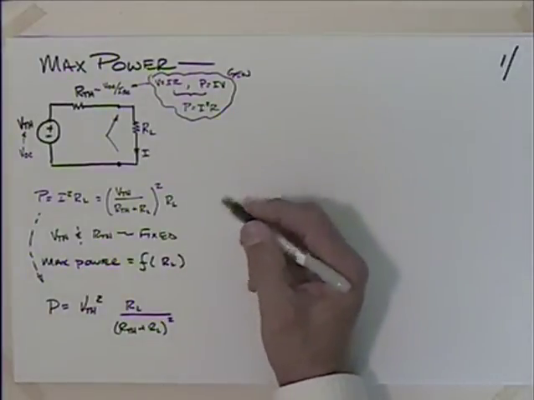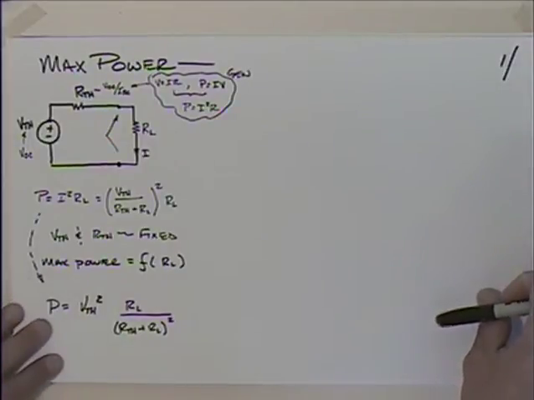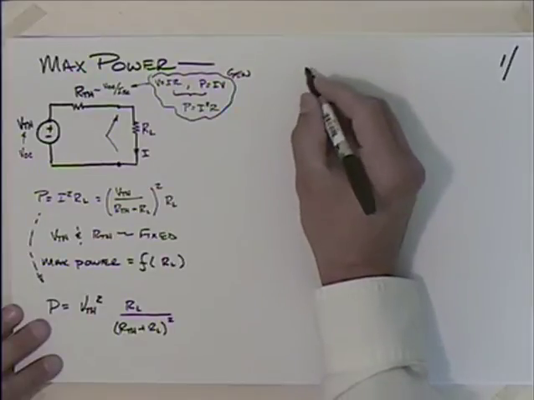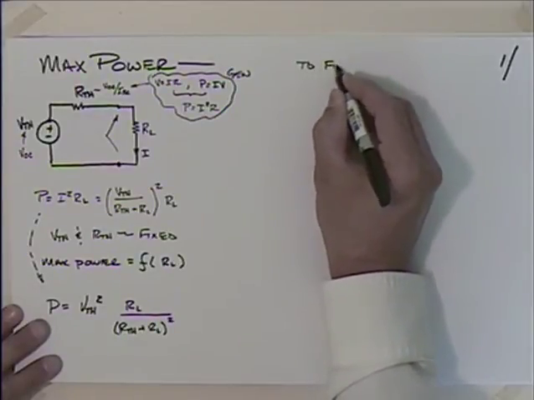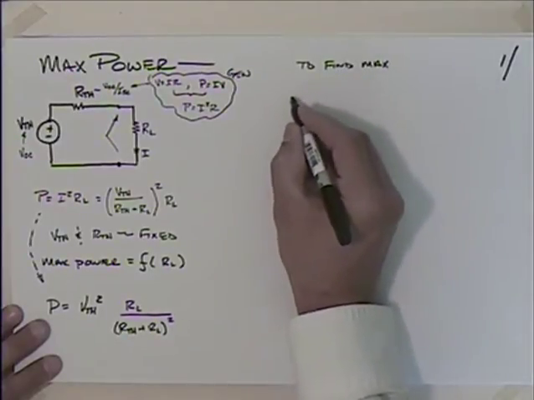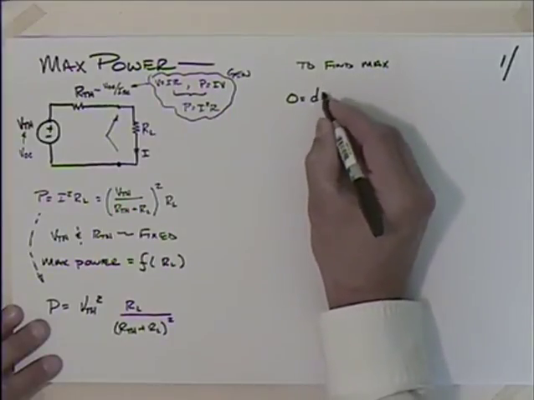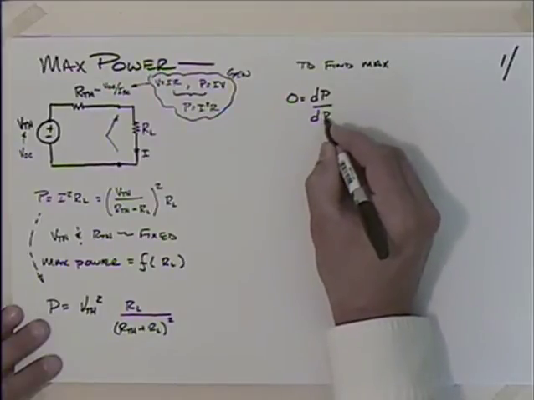Anytime we think about minimum and maximum, we probably think about Math 251, taking a derivative. So let's go ahead and do that. To find the maximum, I'm going to set the derivative equal to 0. That is, I'm going to set 0 equal to the derivative of the power with respect to the value of the load resistor.